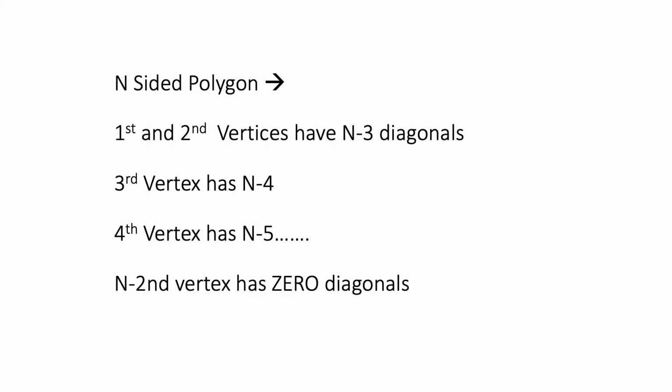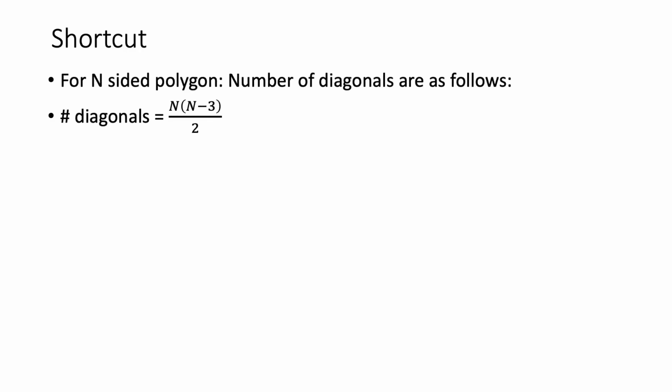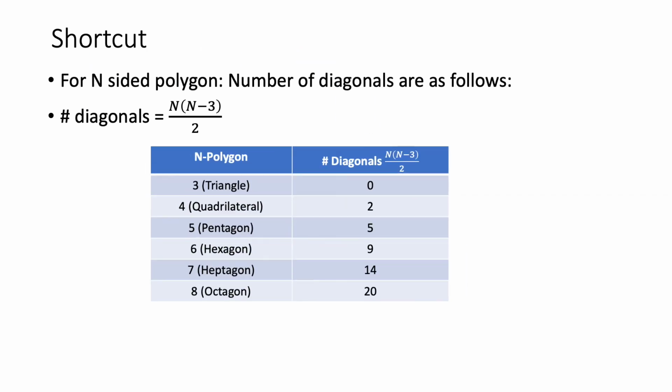Thus, for an n-sided polygon, the first and second vertices have n-3 diagonals, then it is reducing until the number 0. Thus, it sums to a shortcut formula as n times n-3 divided by 2. Thus, you can easily estimate the diagonals for a 100-gon, which could be a nightmare if you need to draw it and count the diagonals.